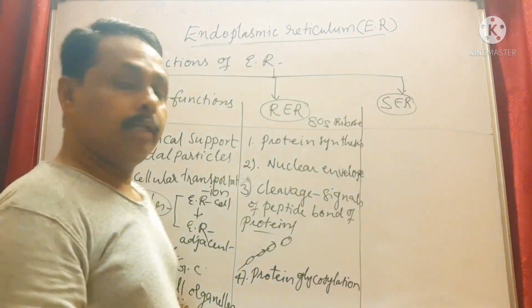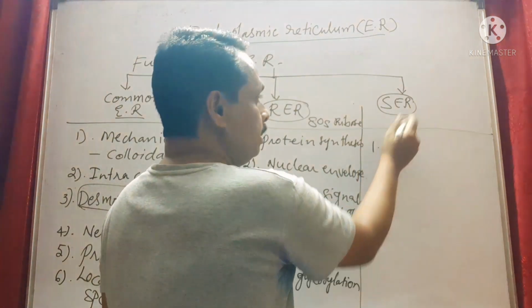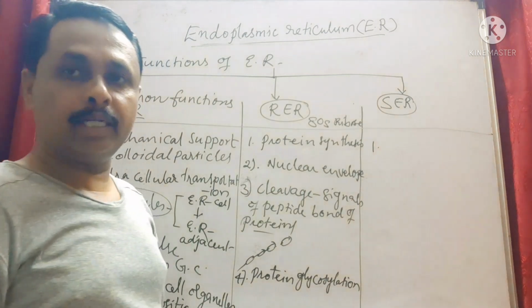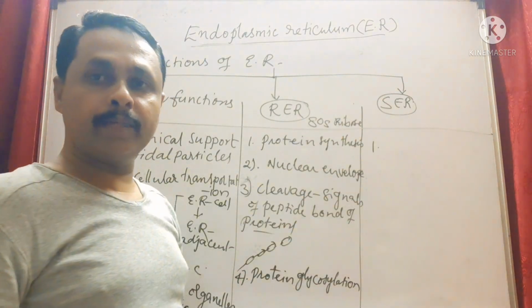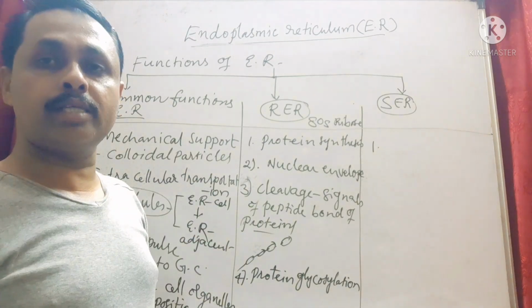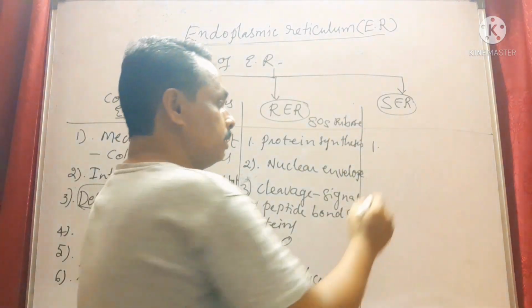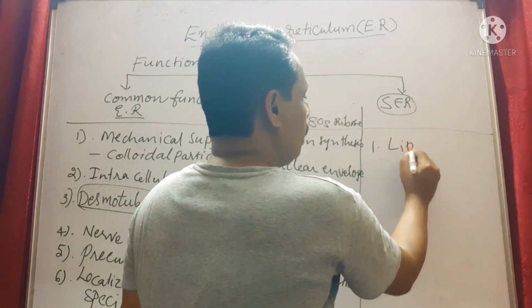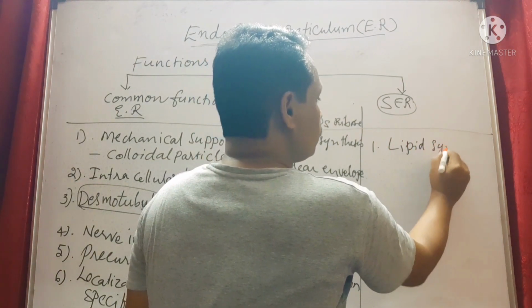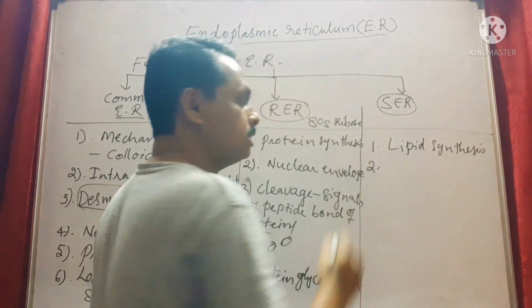And whereas the smooth endoplasmic reticulum, the first function is, here ribosomes are not present, but smooth endoplasmic reticulum is mostly present in the adipose cells, glycogen storing cells. That means they are involved in lipid synthesis. They are providing surface area for lipid synthesis. Lipid synthesis. That's the first function.